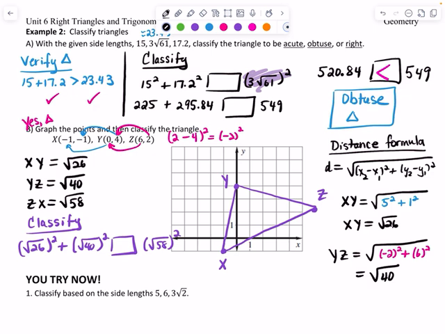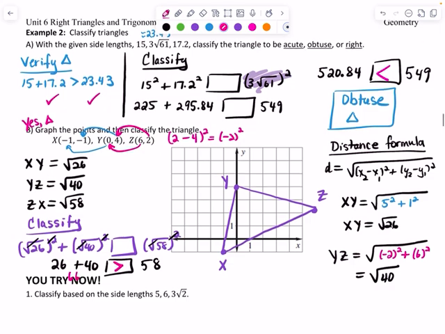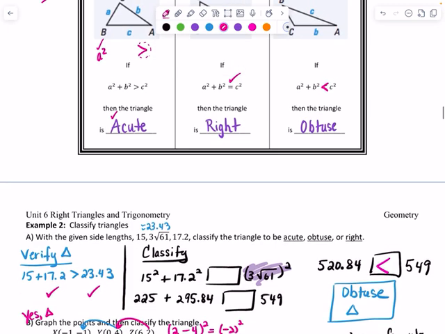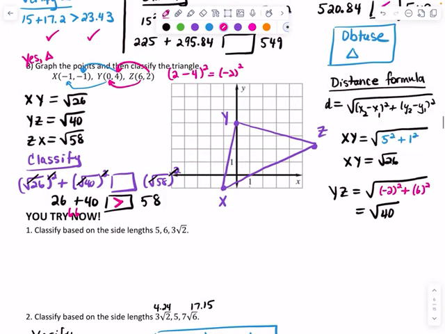When you square a square root, you remove the symbols. So this is saying 26 plus 40. How does that compare to 58? When I fill in the box, 26 plus 40 is greater than 58 because 26 plus 40 is 66. Because we have greater, it will be acute. So this is an acute triangle.